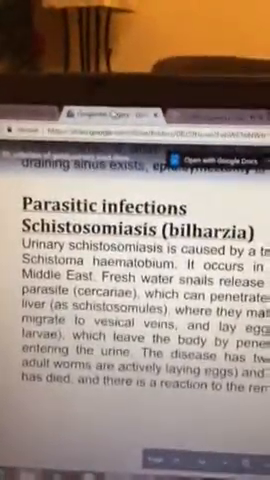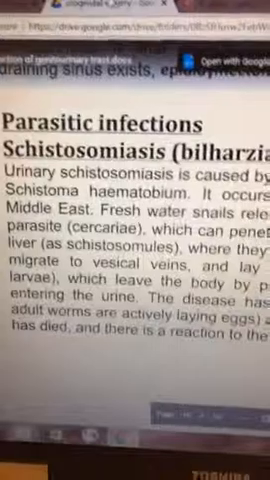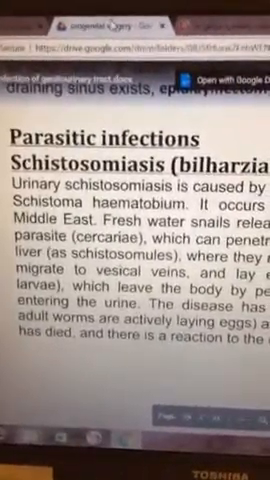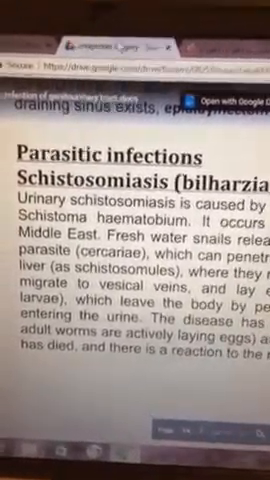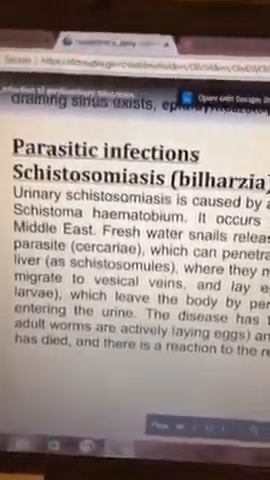Parasitic infection of the GUT, the genitourinary tract. Most common example: schistosomiasis.